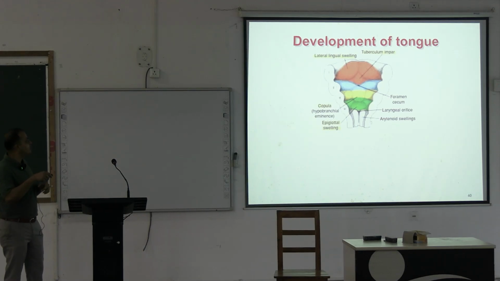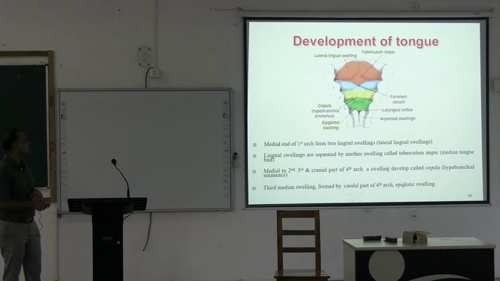Now the point to note is the junction of the tuberculum impar and the copula, which is this point. This point we call the foramen cecum. This is the old house for the development of the thyroid gland. The thyroid gland develops from this point, the foramen cecum, also known as the floor of the tongue, and then the tissue goes down, and can develop tongue thyroid tissue in future, which we are going to see.